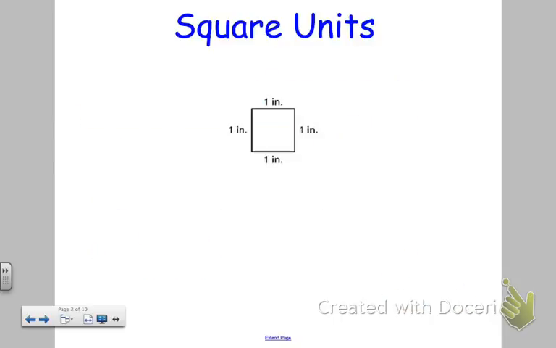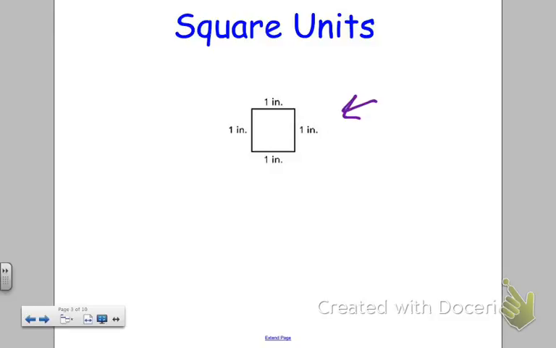Now remember, area is always measured with square units. The square units don't have to be square centimeters. They could be any square of any size. A square unit is just that. It's a square that has length and width all of 1 unit. So in this case we have an inch square. That means it's a square, every side is 1 inch long.